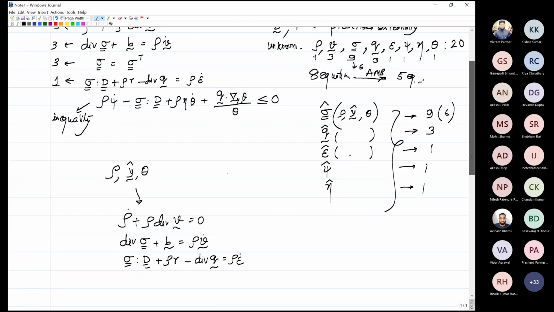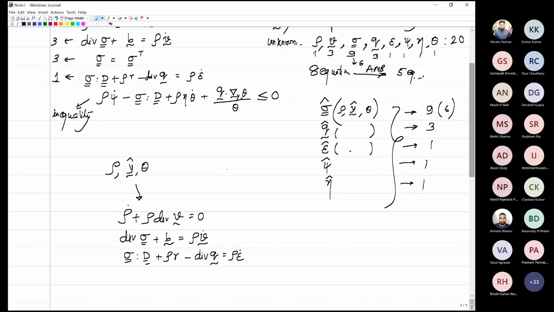We are not putting A and B here because we have chosen a constitutive relation which automatically satisfies A and B, so we don't put it explicitly while solving the equations. I hope this is clear to everyone so far. There is no query till now.